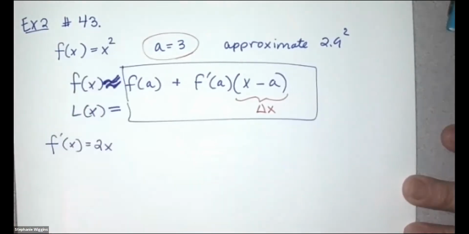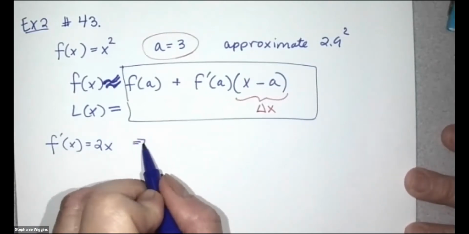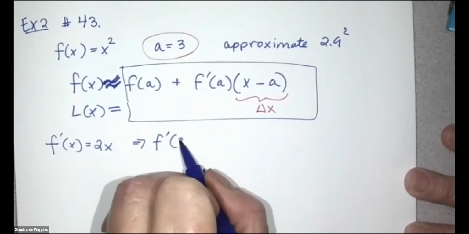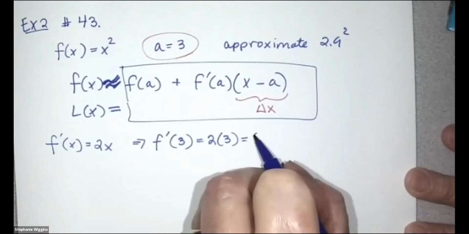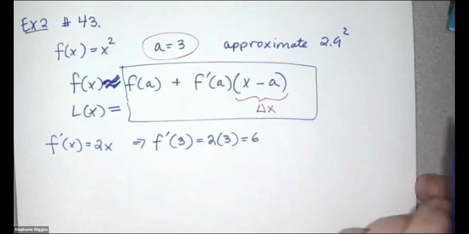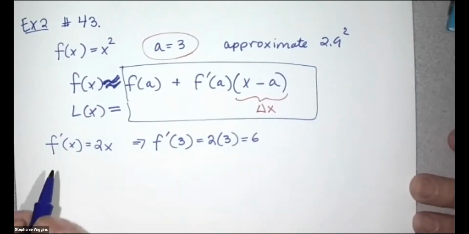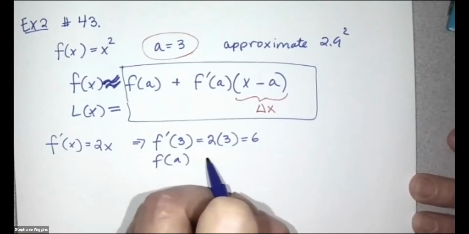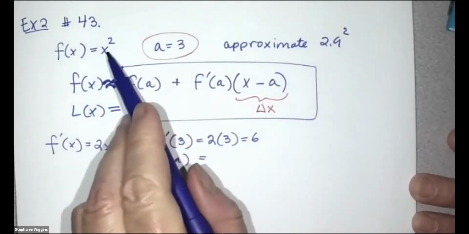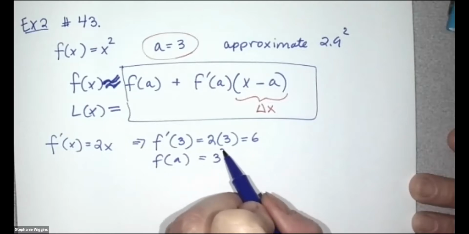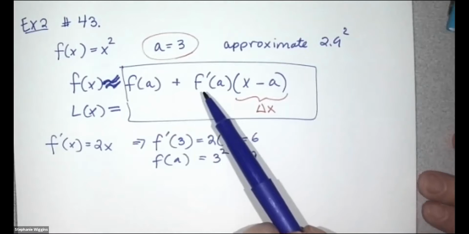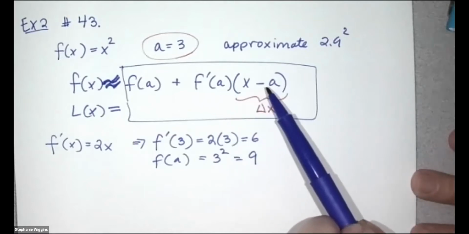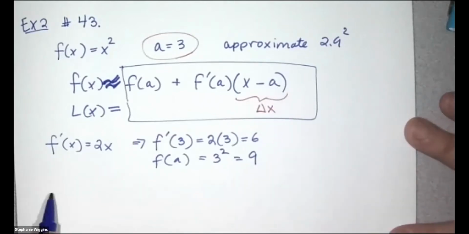Our function is x squared, the derivative is 2x. So f prime of a is f prime of 3, and that's 2 times 3, which is 6. All right, so this piece is 6. f of a is equal to 3 plugged in here, 3 squared, which is 9. So we have 9 plus 6 times x minus 3.